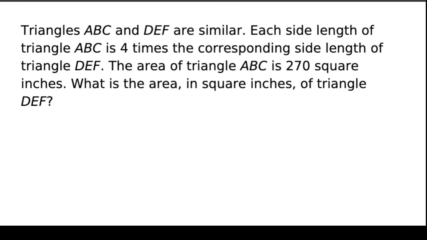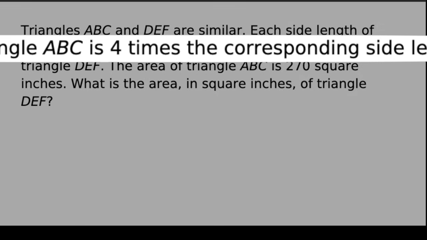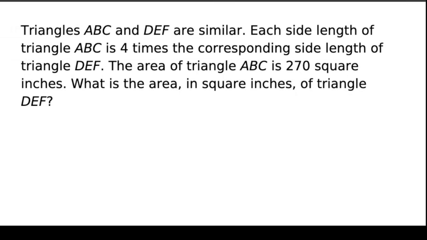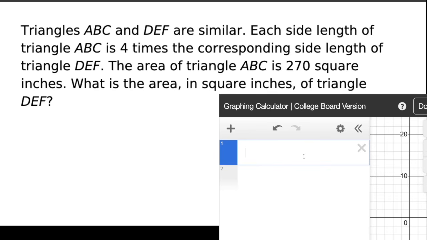All right, now let's take all of this knowledge and very quickly solve one of these questions. So this question, for example, we get the information that our triangles are similar, so we know we're good to go ahead and use this trick. And it tells us the first dimension. It says each side length of ABC is 4 times the corresponding side length of DEF. So we know that our scale factor S equals 4.